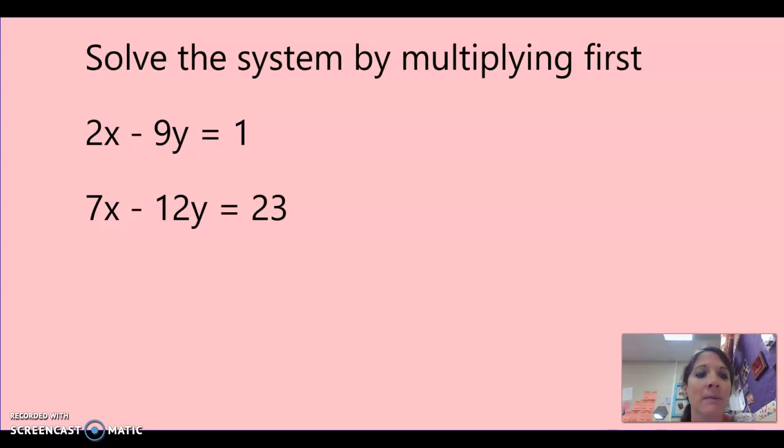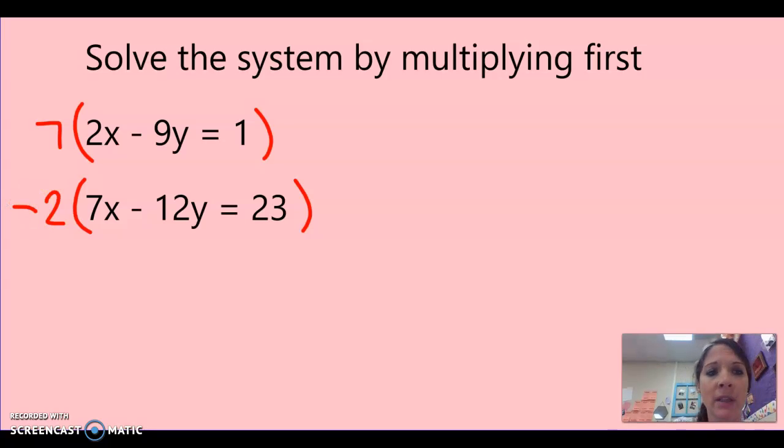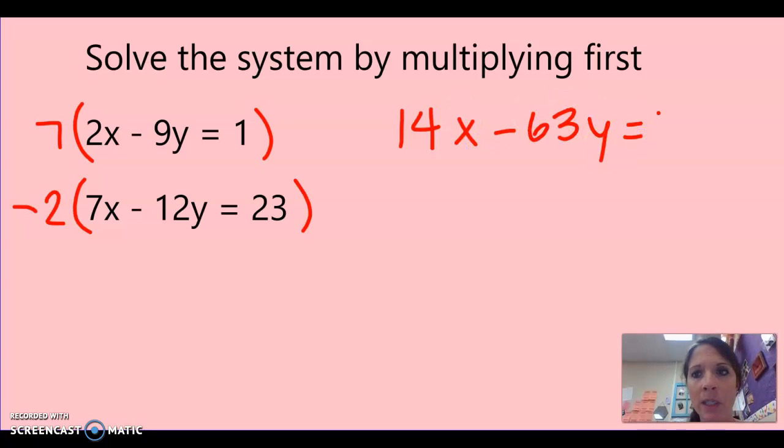Okay, next one. So this one doesn't have anything that's easy to work through. 2 doesn't go into 7, 9 doesn't go into 12. So I have to start thinking outside the box. I could take this whole top number times 7, and I could take the whole bottom number times 2. And not just 2, I'm going to take it times a negative 2 and show you why. So I'm going to take the top number times 7. That's going to be 14x minus 63y equals 7.